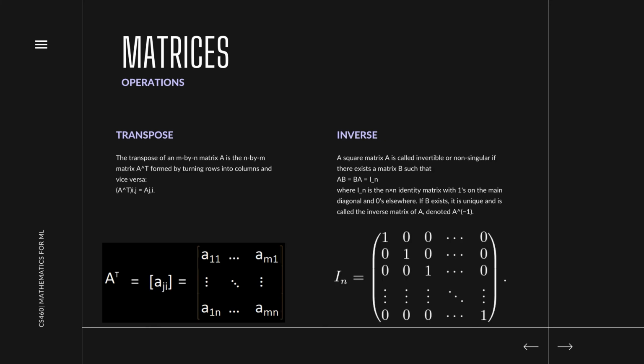Transpose of a matrix is given by just turning the rows into columns and columns into rows. A square matrix is called invertible if there exists a matrix B such that AB = BA = I_N, where I_N is the identity matrix. Identity matrix means all the elements are 0 except the diagonal elements, which are 1.